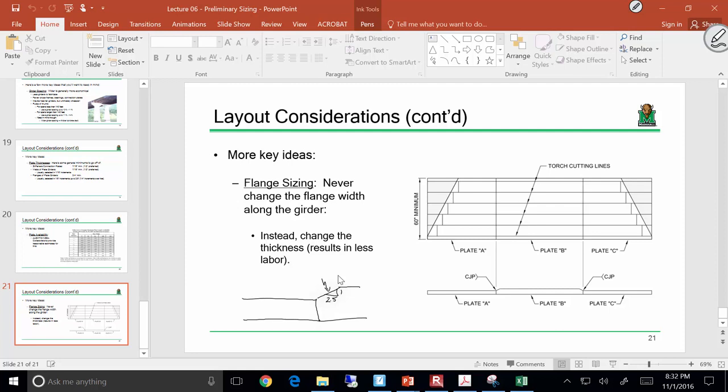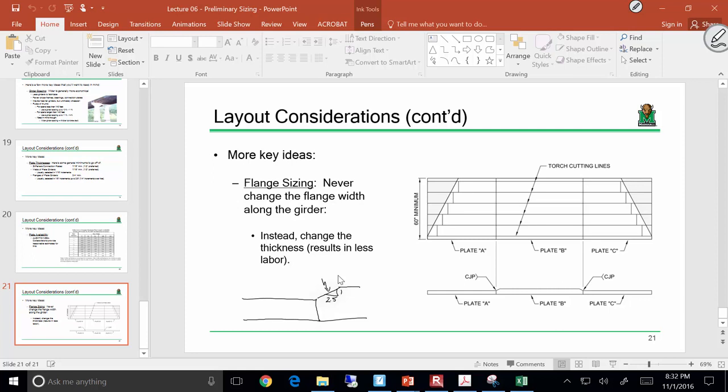Oh, okay. Well, the easiest answer is that's why we use tenth points. We don't just use the moment at mid-span. We calculate moments at various different points along the span. So I can look at that particular point and say, right about here, I can probably bump that flange thickness down a little bit.